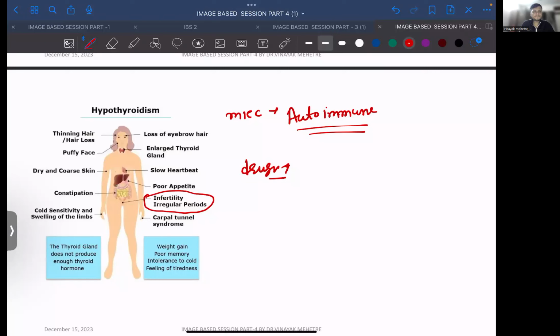याद रखना है. यस, लिथियम बस एक ही है. अम्योडेरॉन एंड इंटरफेरॉन. कौन सा? इंटरफेरॉन अल्फा will also cause hypothyroidism. Okay, and pass also.